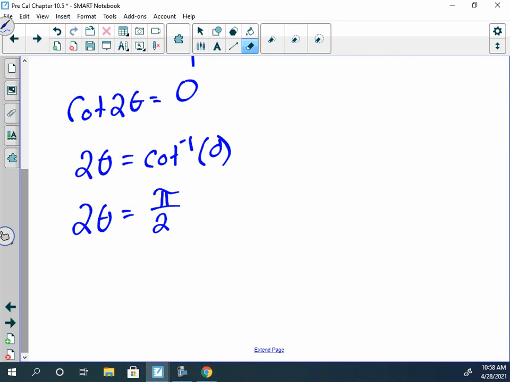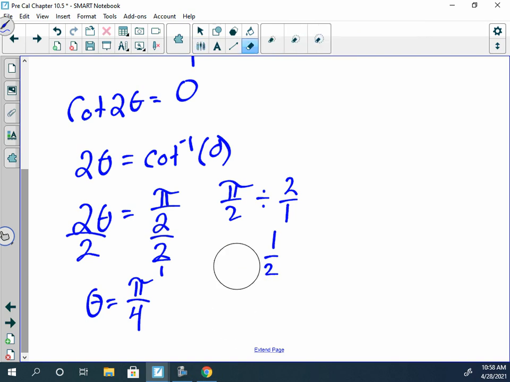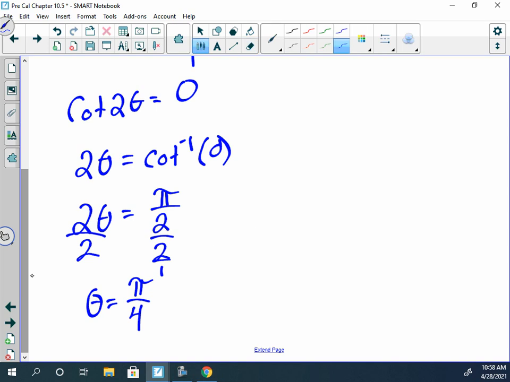Questions on this? Now we would divide both sides by 2, which would be pi over 4. Any questions on how we got the angle? We feel pretty comfortable with this?